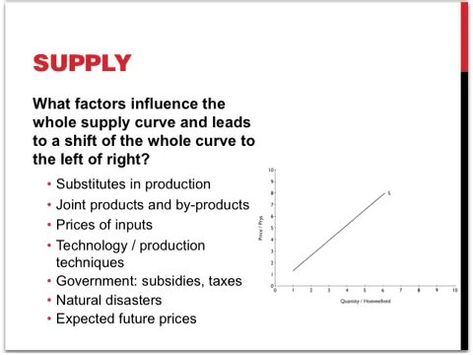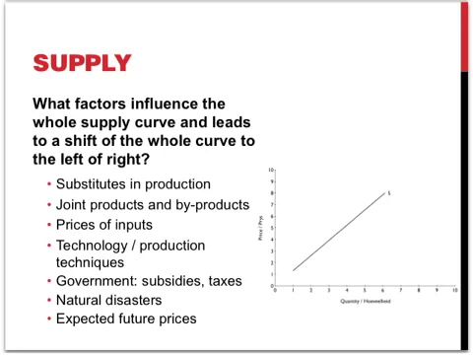The prices of inputs also have an important influence on the supply curve. If prices of inputs should go up, for example, labor or capital or natural resources become more expensive, this increases the cost of production and reduces the supply. The result is that the whole supply curve will move towards the left, and less of the product will be supplied at every price.